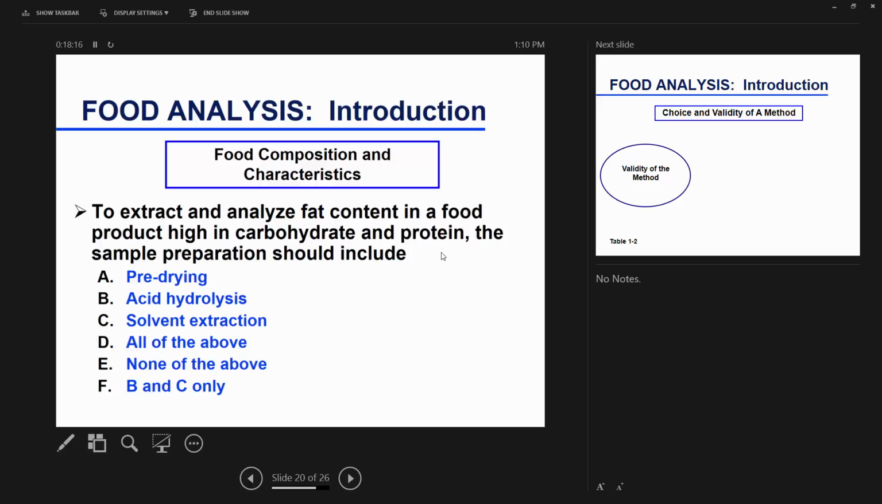Okay, so acid hydrolysis, yes, because you have high carbohydrate, high protein, they might interact with the fat and hinder its extraction. So you really need to hydrolyze them, get them out of the way to extract the fat. And then most of the methods require solvent extraction. There are non-solvent extraction methods for fat. We'll talk about that when we cover fat determination. But most of the time it's solvent, so you need an organic solvent to extract the fat and quantify it.